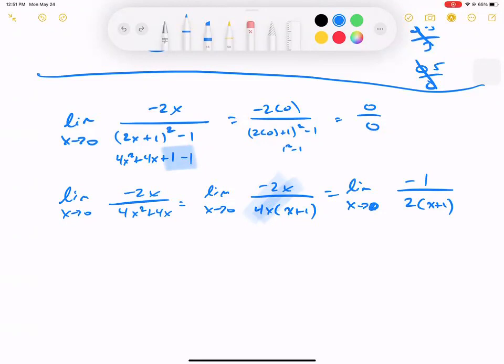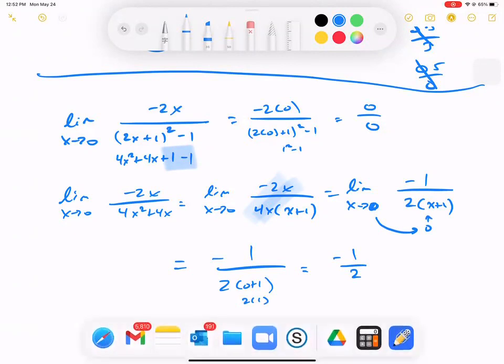Let's go ahead and plug in our 0 and see what the limit is. We're plugging 0 here. We end up with negative 1 over 2 times 0 plus 1. Take a look here. I don't write limit anymore because I plugged in the value. You don't have to write limit once you plug it in. And we're left with negative 1 over 2 times 1, which is 2. So my guess is that at 0, my y value should be negative 1/2. But is it? Let's take a look.